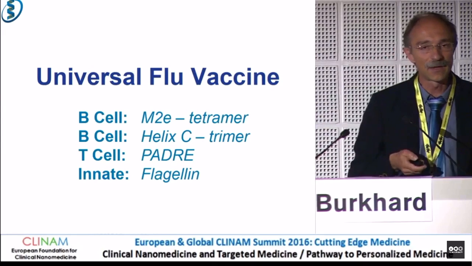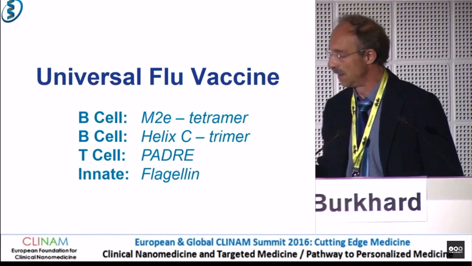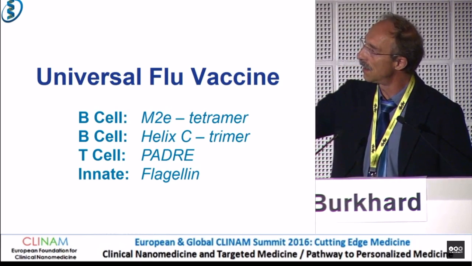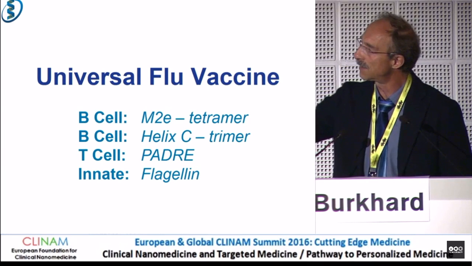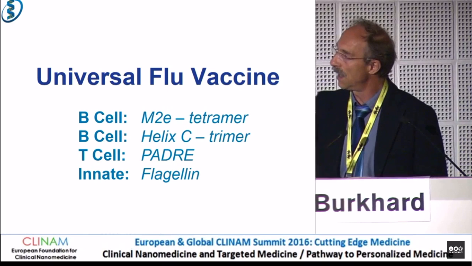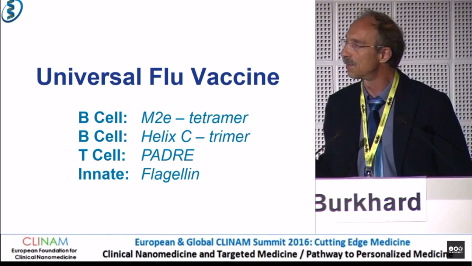So now to the biomedical applications. One is a universal flu vaccine. So for the B cell immune response, we use M2e as a tetramer and helix C as a trimer. The T cell epitope will be PADRE, and an innate immune response will be triggered by flagellin.